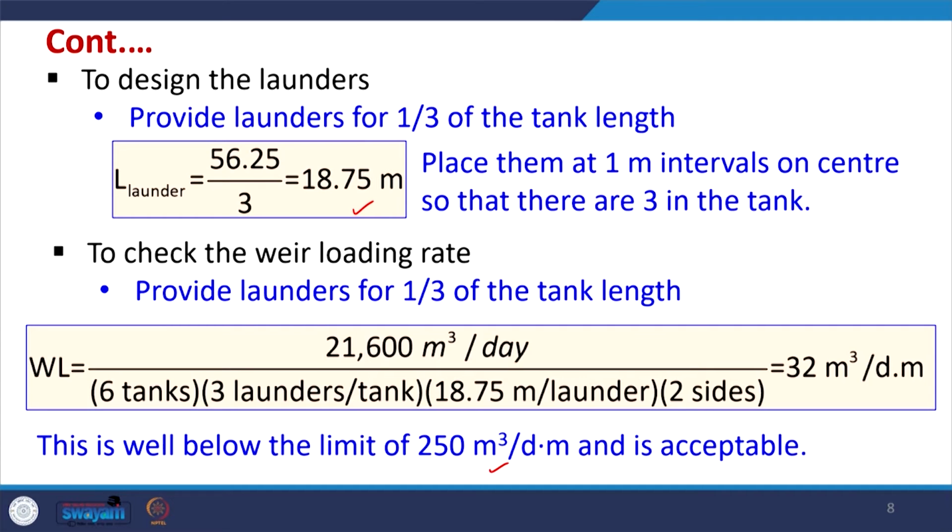So, since we have provided launders for 1/3 of the tank length and the flow rate was this, we have 6 tanks and 3 launders in each tank. 18.75 is the length per launder, and we have 2 sides. Taking all these things, the launder weir loading coming out is 32 meter cube per day per meter, and this is below 250 meter cube per day per meter. So, this is also within the acceptable limit.